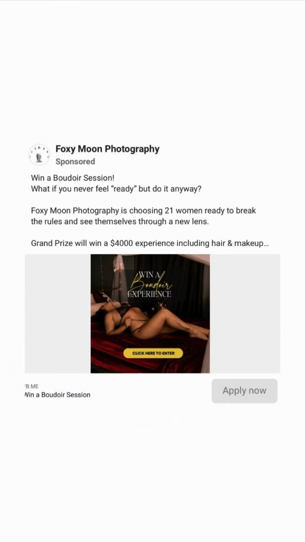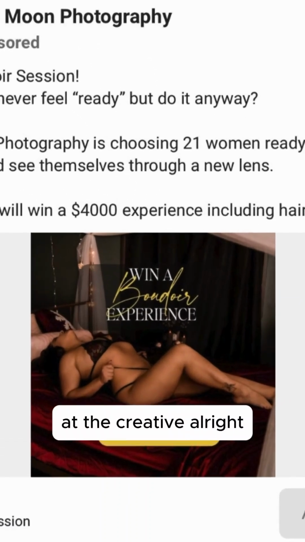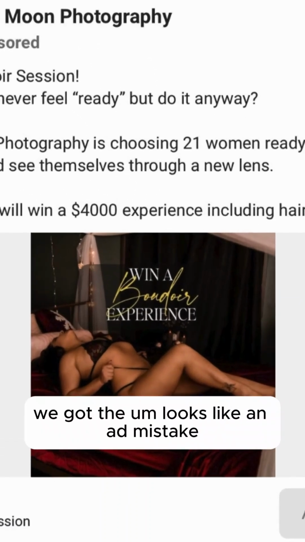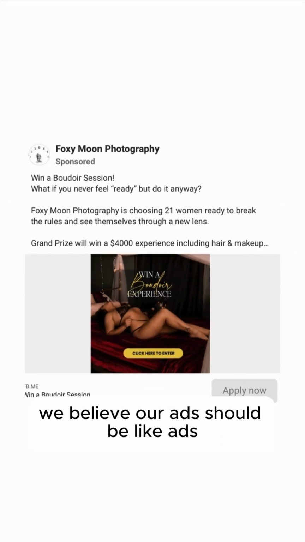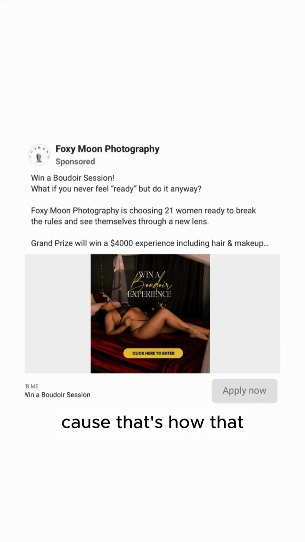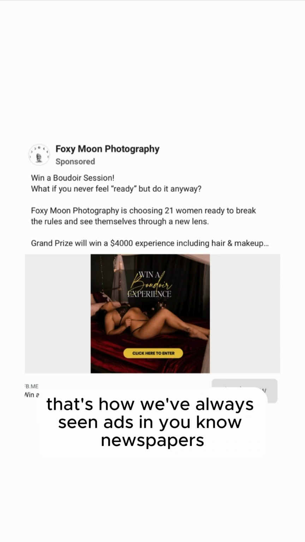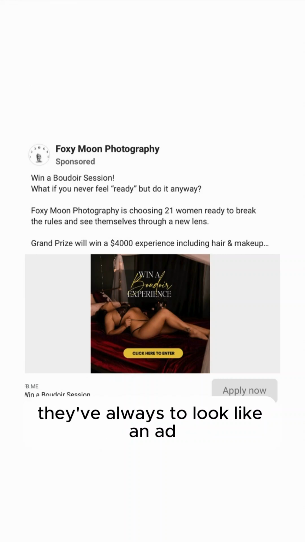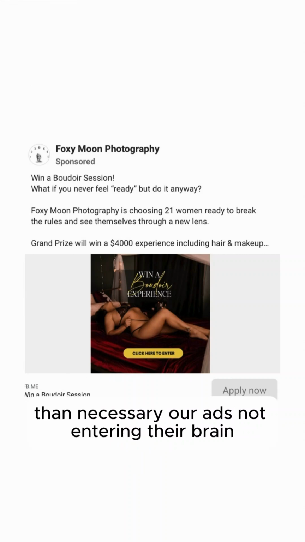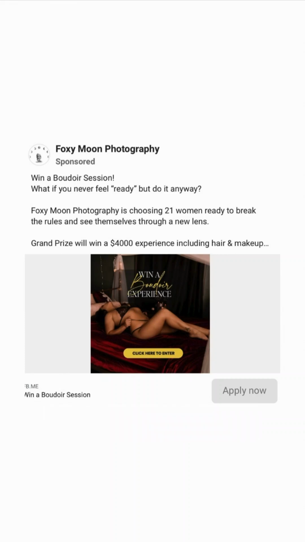Now, looking at the creative, we've got the "looks like an ad" mistake. The false belief that caused us to make this mistake is we believe our ads should be like ads, because that's how we've always seen ads in newspapers, magazines, TV, social media, other boudoir Facebook ads. They've always looked like an ad. The consequence of this, though, is way more women scrolling by our ad than necessary. Our ad is not entering their brain, wasting that impression.